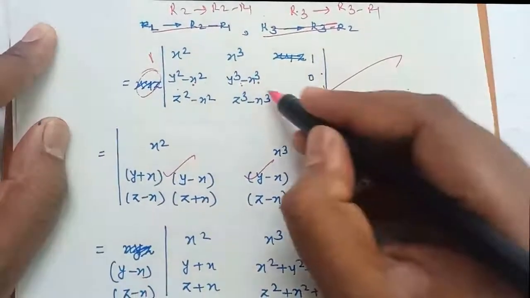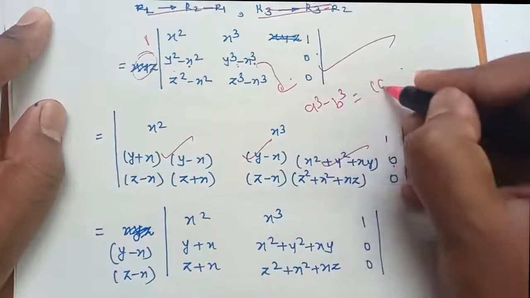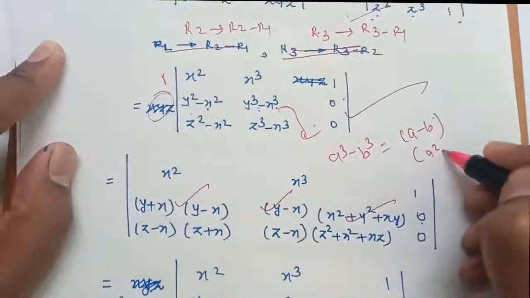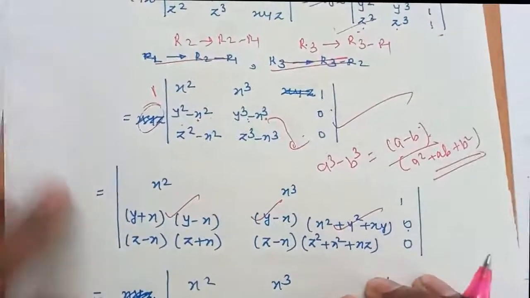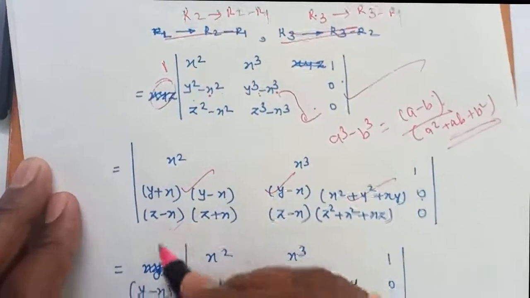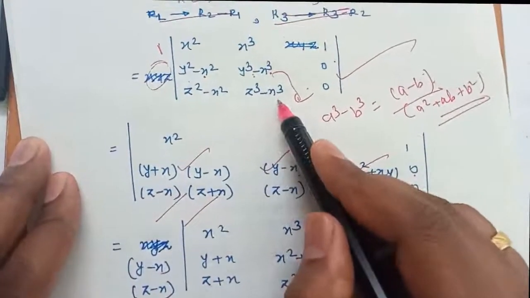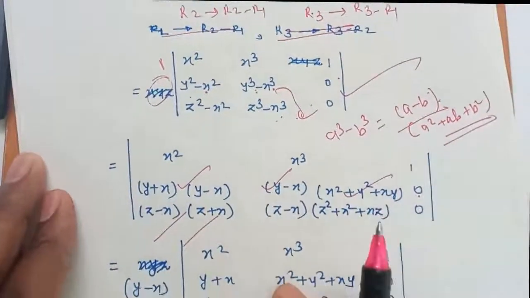and 0, because this is the formula I can use for a cube minus b cube. Many times we use this formula: a minus b, a square plus ab plus b square. Please remember, so many times we are using this formula. Next is z square minus x square, so z plus x and z minus x I will use. Z cube minus x cube, again z minus x, z square plus x square plus xz, and 0 will come.